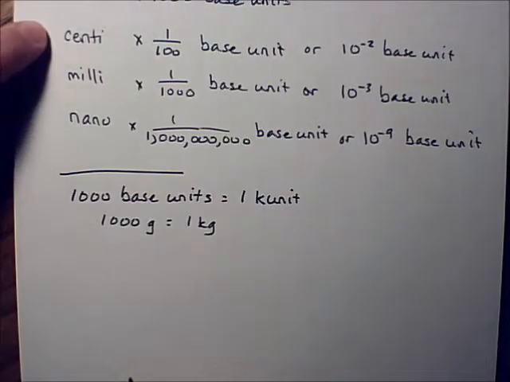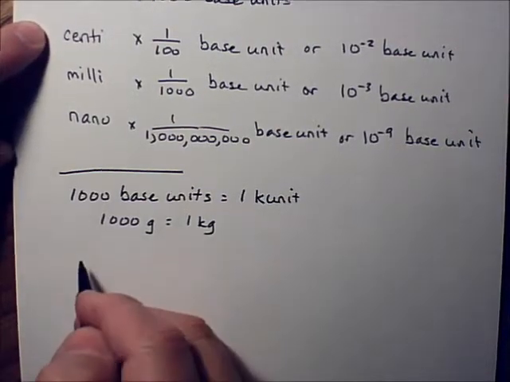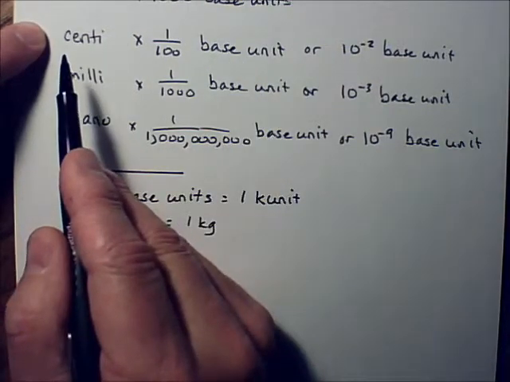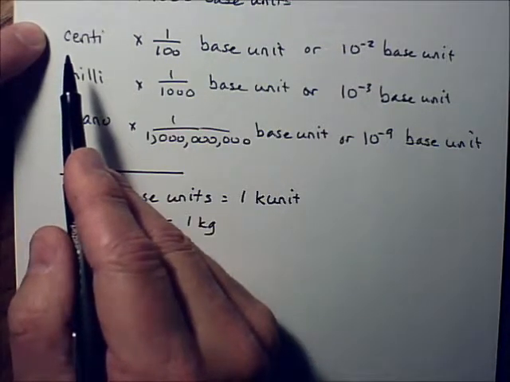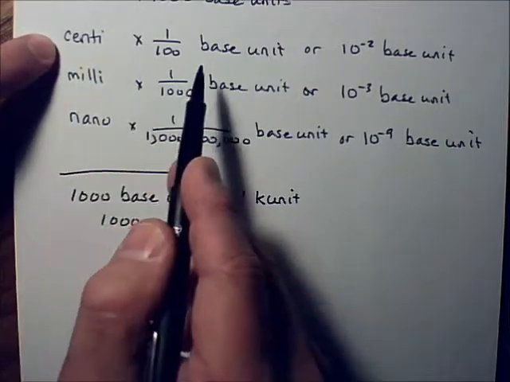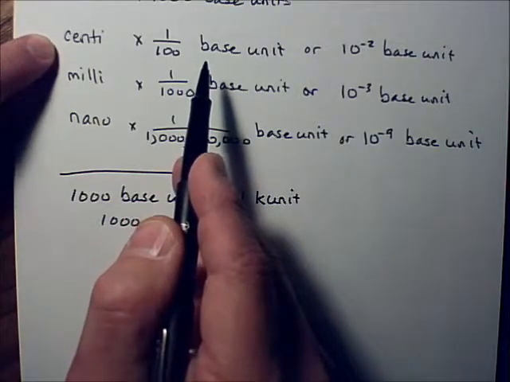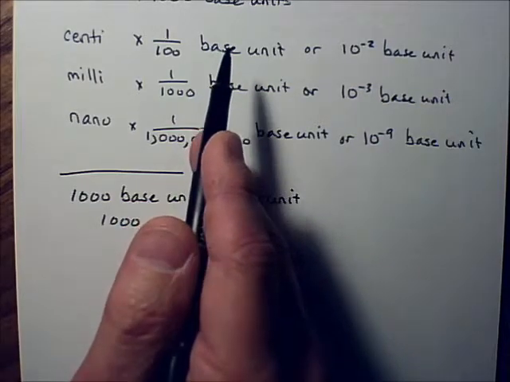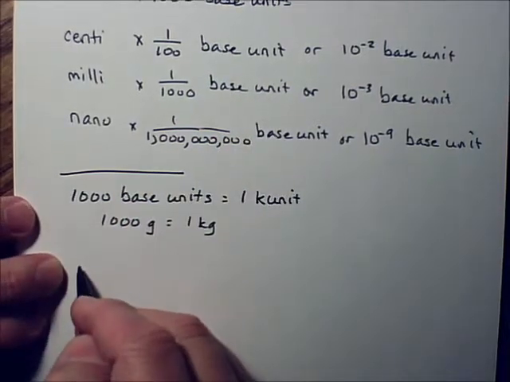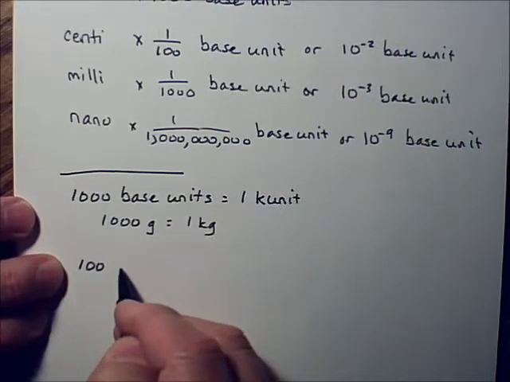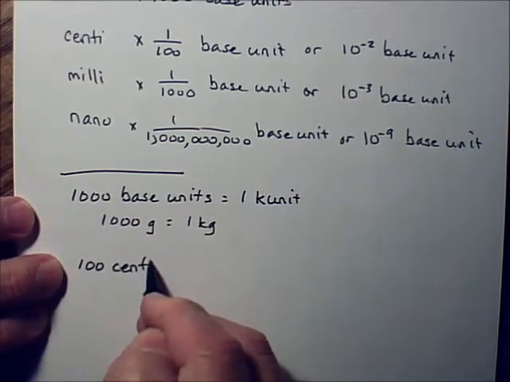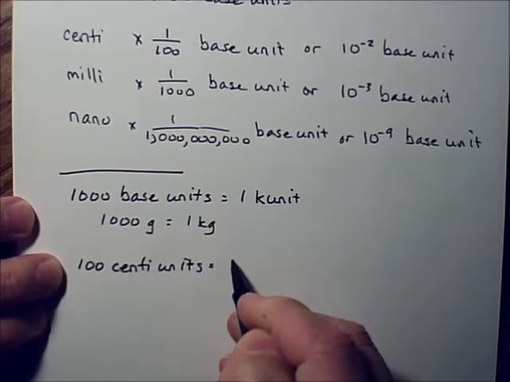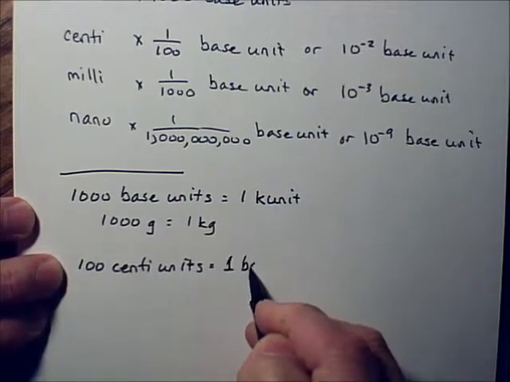All right. How about centi then? Well, if 1/100th of a base unit equals a centi unit, then 100 of these equals a base unit. Would that be accurate? Do you understand why I'm saying it that way? Yes? Okay. So we can say that 100 centi units equals 1 base unit.